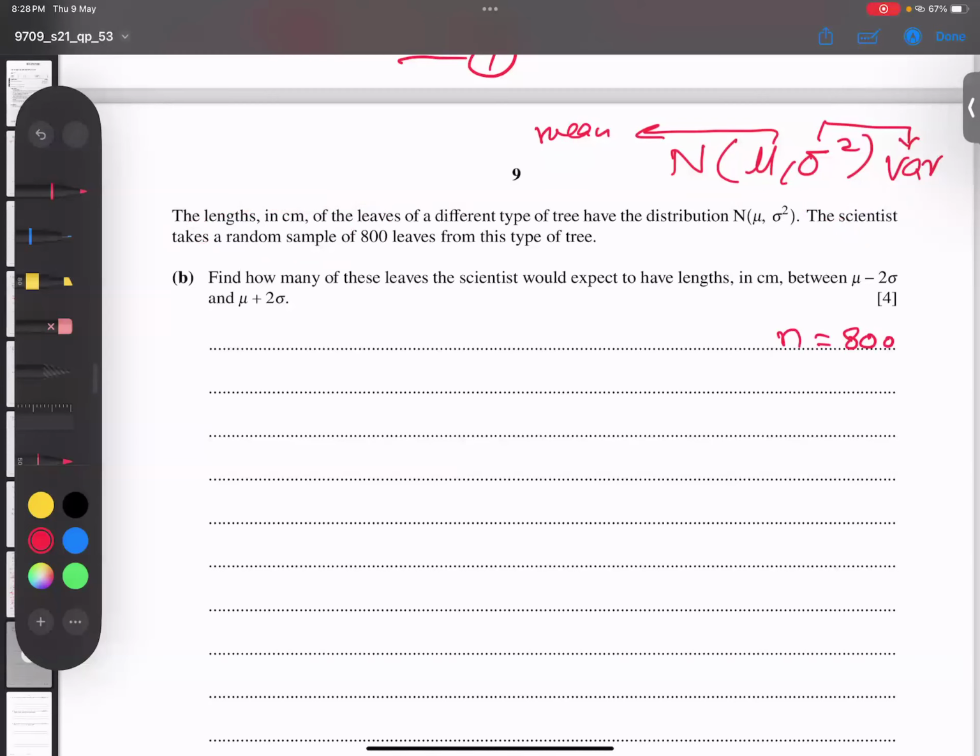And how many leaves would be expected? Whenever he asks you expected value, the formula is N times P. But between what boundary? Between this and this boundary. So let me show you the boundary: whenever length is less than mu plus 2 deviations and bigger than mu minus 2 deviations. So let's try to do it.